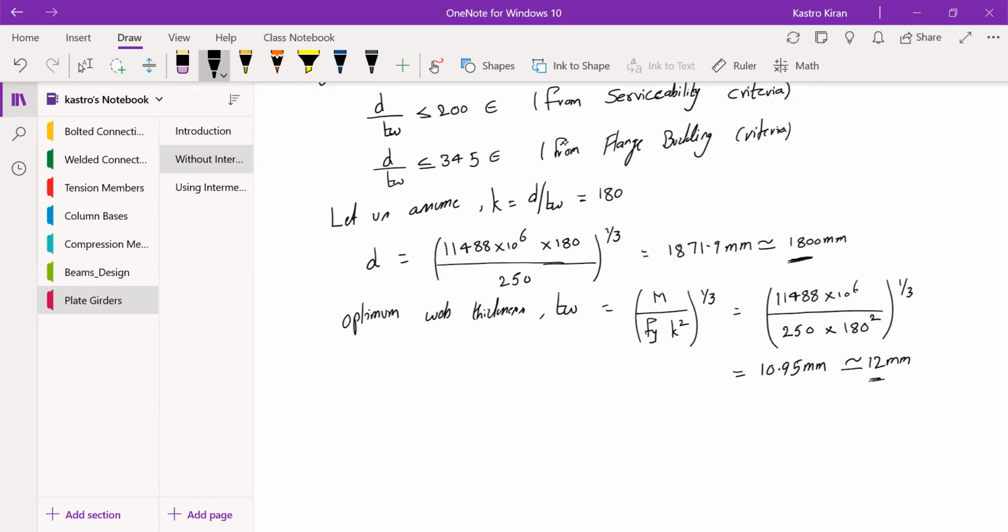Why am I decreasing the depth of the web? Suppose if the depth of the web is more, then the girder will always tend to buckle.